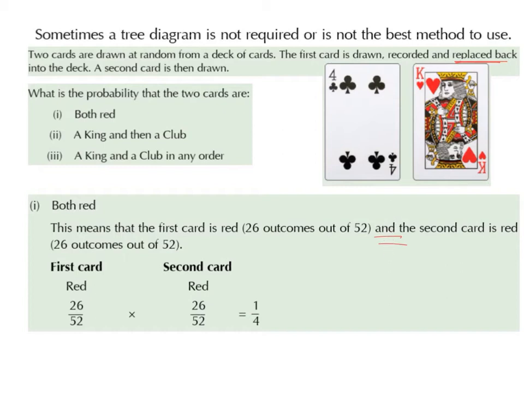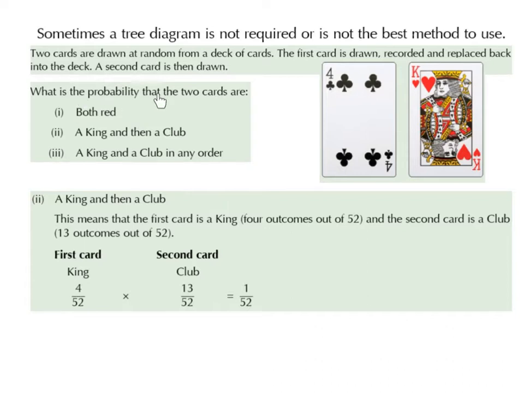And we know that and means multiplying probability. So it's going to be the probability of getting a red card multiplied by the probability of getting a red card. So it's going to be 26 over 52 multiplied by 26 over 52. Top by top, bottom by bottom. And we end up with a quarter. So the probability that both cards are red is 1 over 4, or a quarter.